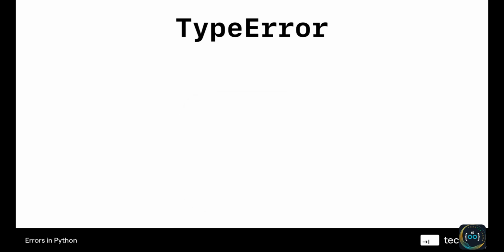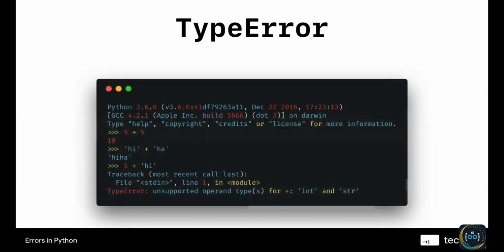Let's go over to a type error. The type error is pretty common, and a type error can happen when you do something like this. In the first line, we're adding 5 plus 5, and that gives us 10, as we would expect. In the second line, we're adding hi plus ha, and it's giving us hiha, as you would expect, because it's concatenating the strings together. And then we're doing something that you should not do, which is add a string and a number, an integer. Do not do that, for that will be a type error.